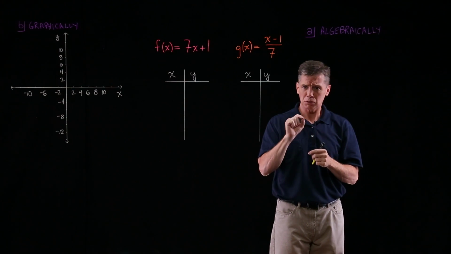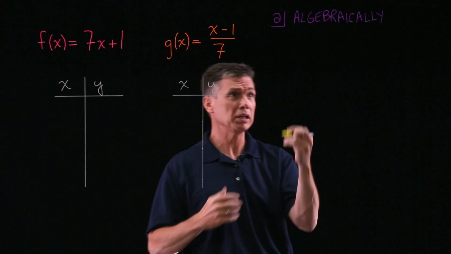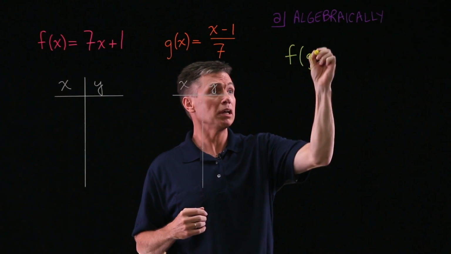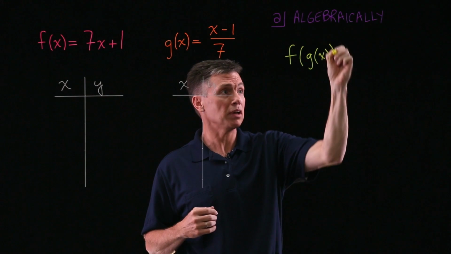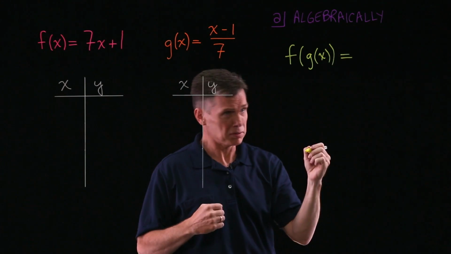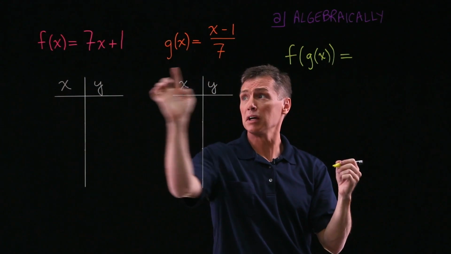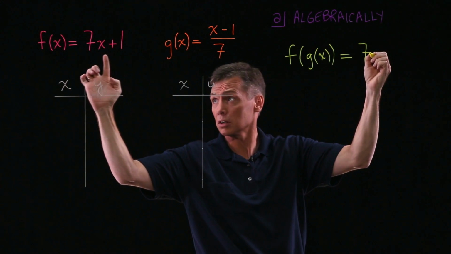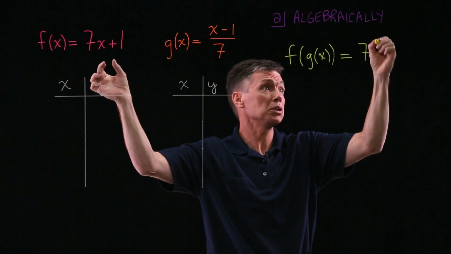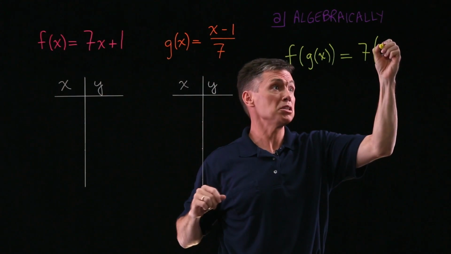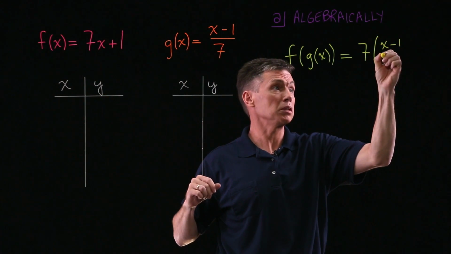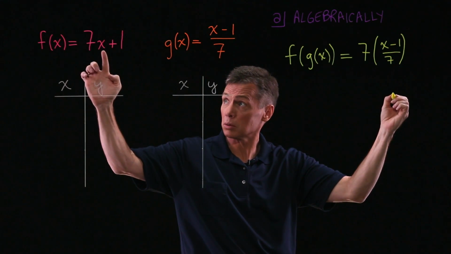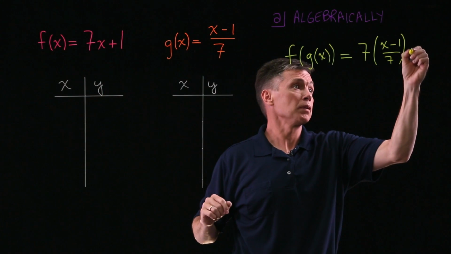And to confirm that the two functions are inverses algebraically, what you're looking at is our good old composition, right? f of g of x. We've done enough of these, I hope. I'm taking all of g of x, putting it in for x in f of x. So I do see, to start, a 7 times the input, which is going to be the entire g of x, x minus 1 over 7. Close the input, here's where I'm at, plus 1.